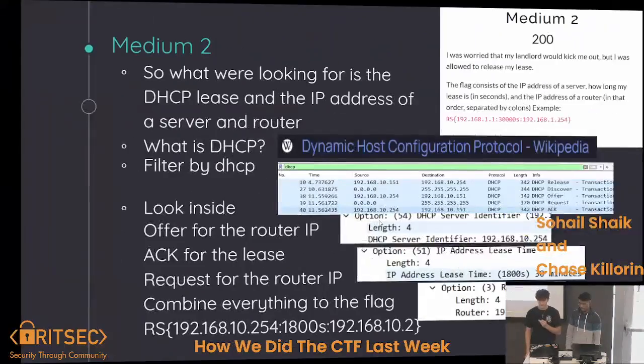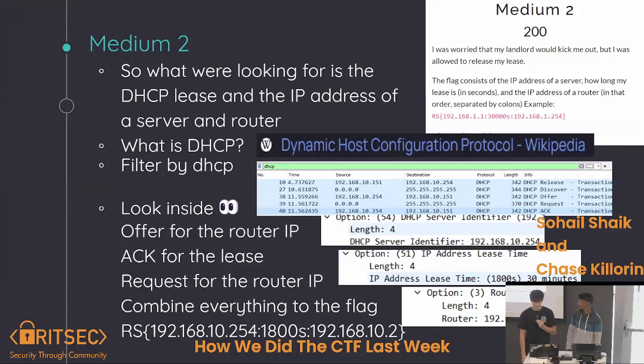All right, so for medium two, we're looking for the IP address of the server, the lease, which is the time it takes to send stuff, and the IP address of the router. Inside it said to look for DHCP, the Dynamic Host Configuration Protocol. A lot of this was just looking up how to do stuff, because for the most part I had not used Wireshark before this. So you kind of just find out.